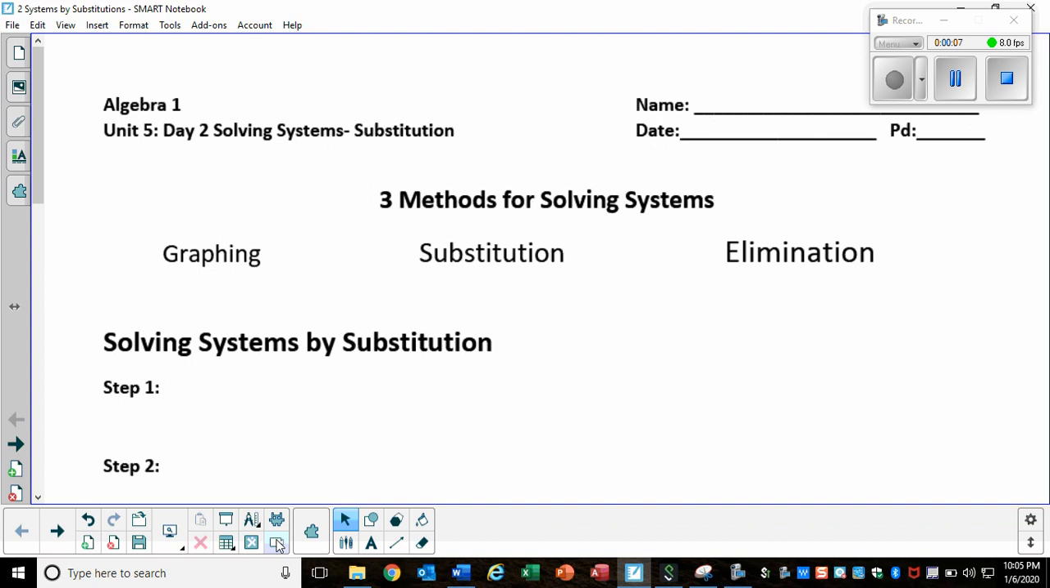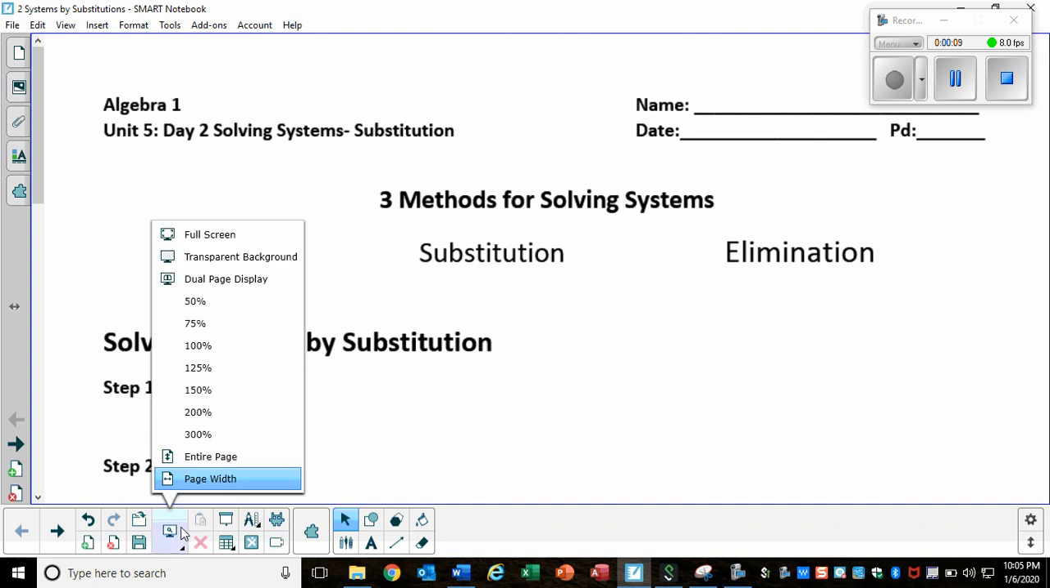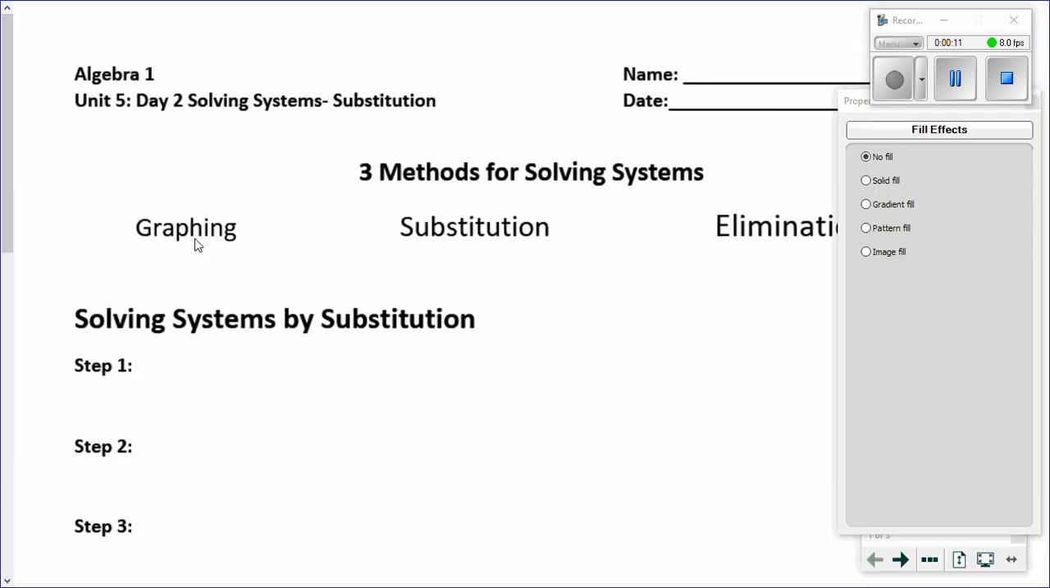Okay, what am I trying to click? I'm trying to make a big screen, sorry. And now I need to get rid of this so you can see everything.